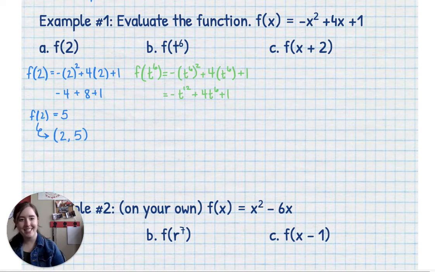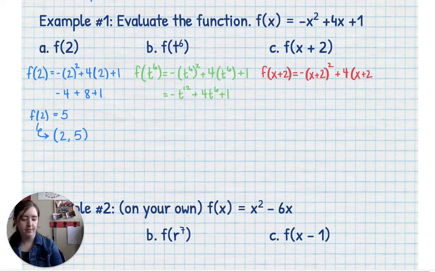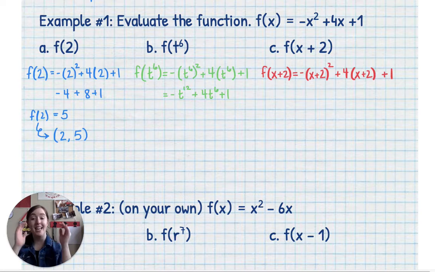Now let's look at this last guy. Okay, so we want to find f of x plus 2. So everywhere where I see an x, I'm going to put an x plus 2. Now, what can be tempting for some people is that since I'm taking x plus 2 squared, it's just to square the x and square the 2. But that's not what it means to be squared. Remember, that means you need to multiply it by itself.